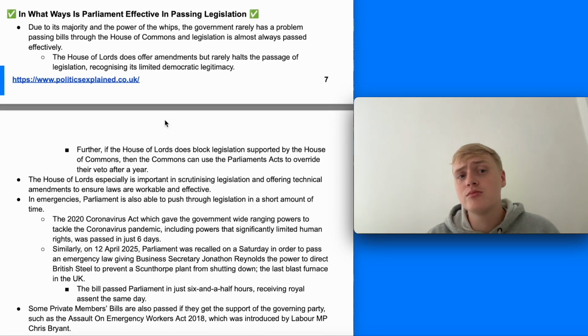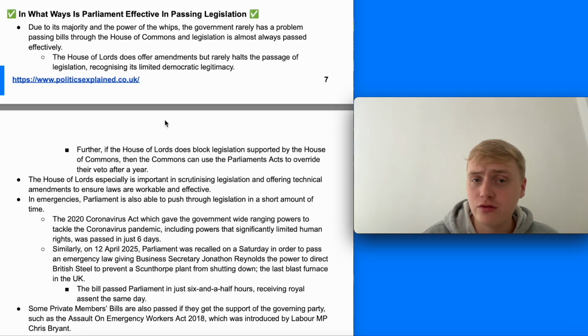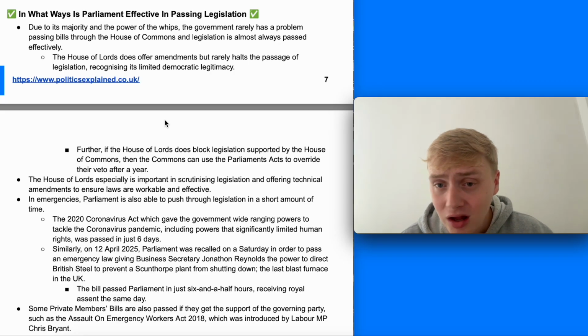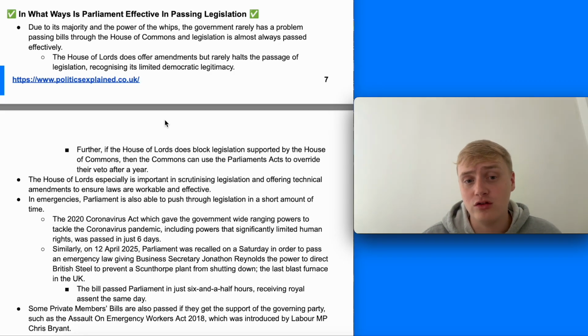So the arguments you can bring in that Parliament is effective in passing legislation is that due to its majority and the power of the whips, the government rarely has a problem passing bills through the House of Commons, and legislation is almost always passed effectively. The House of Lords does offer amendments, but rarely halts the passage of legislation. But the House of Lords can be seen as really important in scrutinising legislation, offering technical amendments.